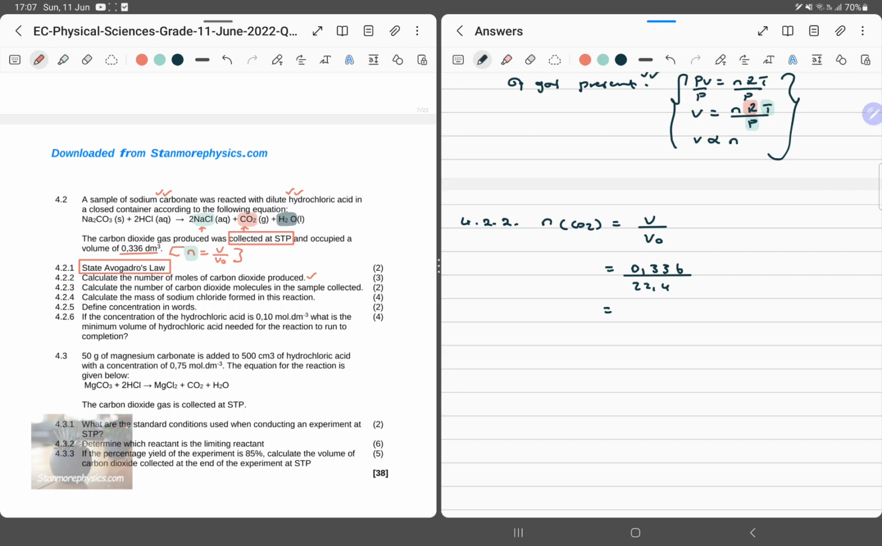0.336 divided by 22.4. This is now 0.015 moles. All right, not a problem. So we are doing great. That was easy: formula, substitution, answer. Do you see this question? We saw it in the MCQs. We used it and we're using it again.